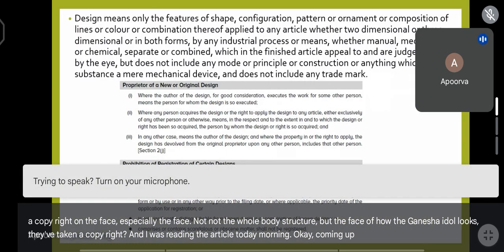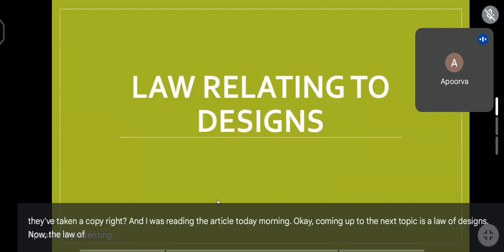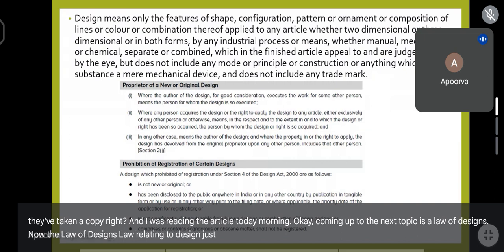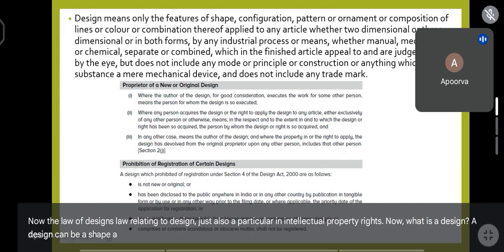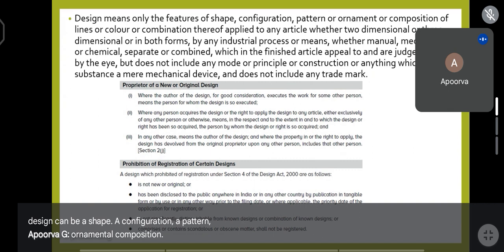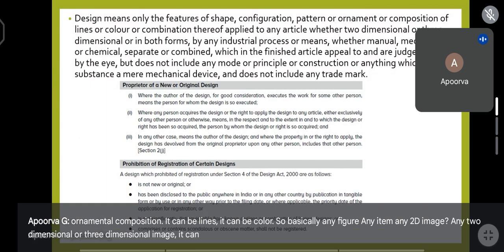Okay, coming to the next topic, which is the law of designs. Now, the law relating to designs is also a part of intellectual property rights. Now, what is a design? A design can be a shape, a configuration, a pattern, an ornamental composition. It can be lines. It can be color. So basically, any figure, any item, any 2-dimensional or 3-dimensional image. It can have color, it can be black and white, it can be anything.